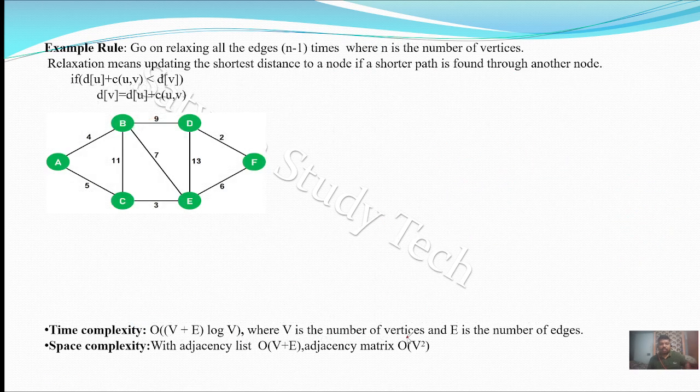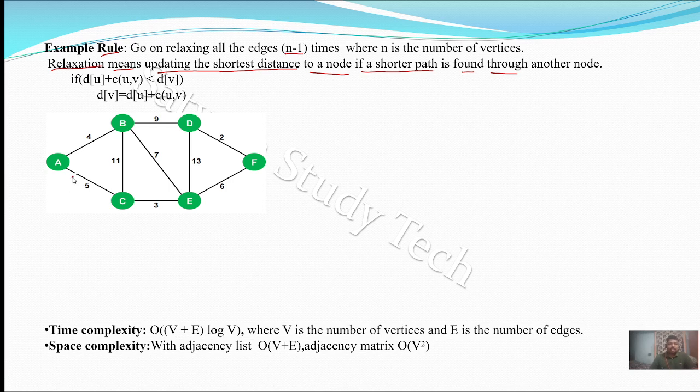You can see this is the example. There is a rule: go on relaxing all the edges n minus 1 times, where n is the number of vertices. What is meant by relaxation? Relaxation means updating the shortest distance to a node if a shorter path is found through another node. This is the formula: if d(u) plus cost(u,v) is less than d(v), then d(v) is updated to d(u) plus cost(u,v).